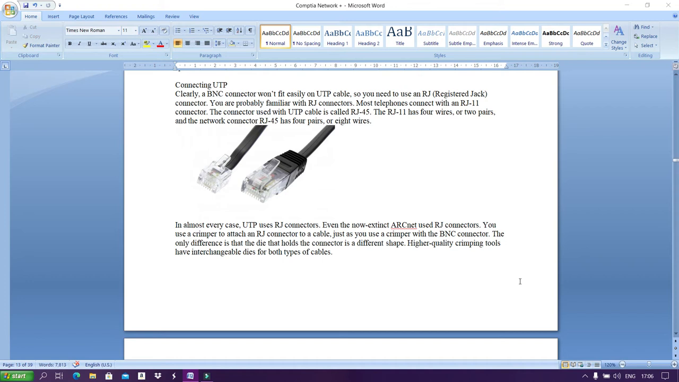You use a crimper to attach an RJ connector to a cable, just as you use a crimper with a BNC connector. The only difference is that the die that holds the connector is a different shape. Higher quality crimping tools have interchangeable dies for both types of cables.